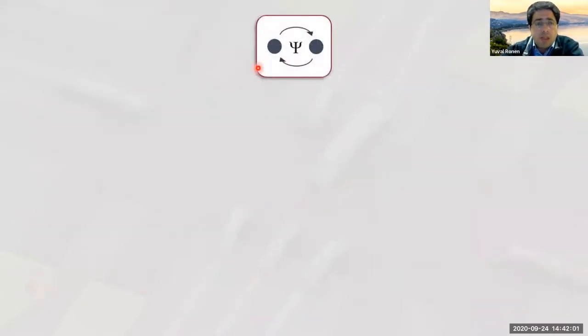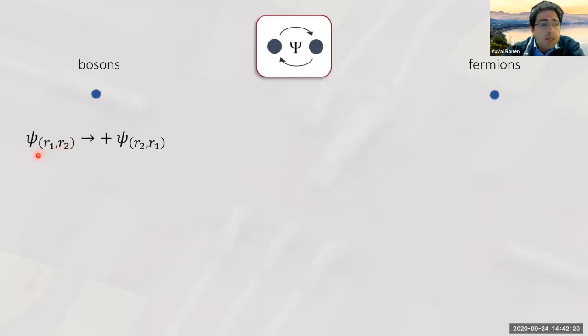So what is exchange statistics? Exchange statistics is basically what happens to the many-body wave function when we take two identical particles and we interchange them, okay? So in the 3D universe, we all know we have bosons and fermions, and really the fundamental difference between them is that the many-body wave function for bosons, if we take two bosons in R1 and R2 and we interchange them, we get a plus sign. For fermions, we get a negative sign.